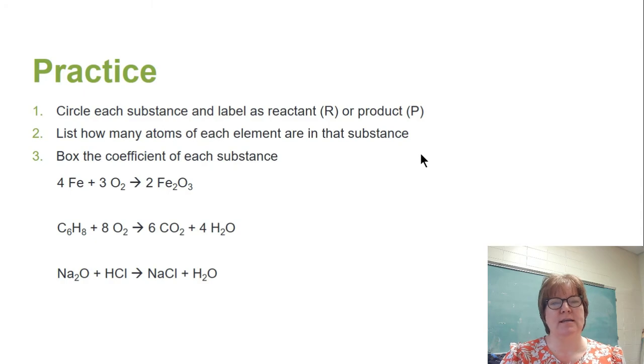So just to kind of get where we're at, let's practice circling each substance in these reactions and label it as either a reactant with an R or a product with a P. Then I want you to take apart each reactant or product and tell me what elements are in it and how many atoms of each type of element there are in that substance. And then I want you to box the coefficient of each substance, so I know that you can identify the coefficients.